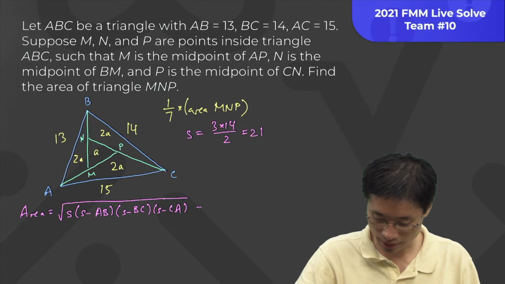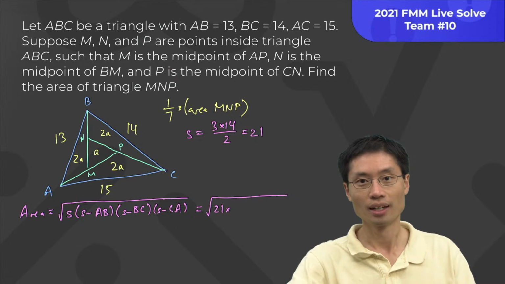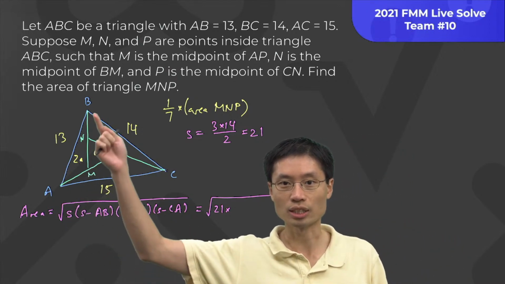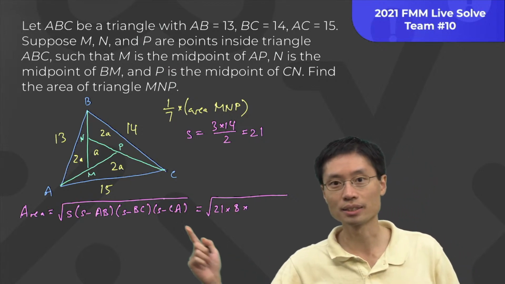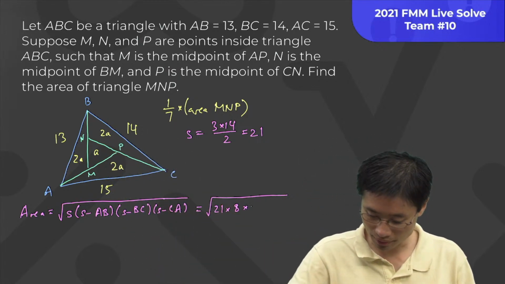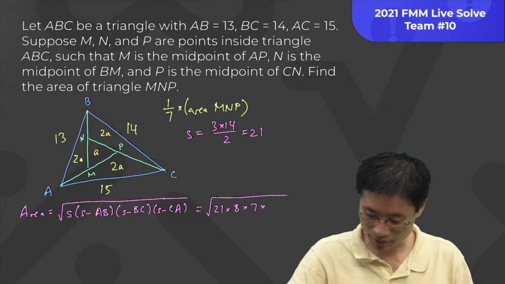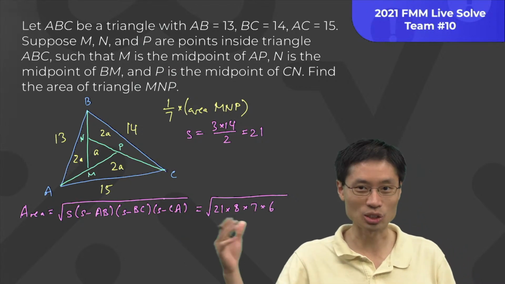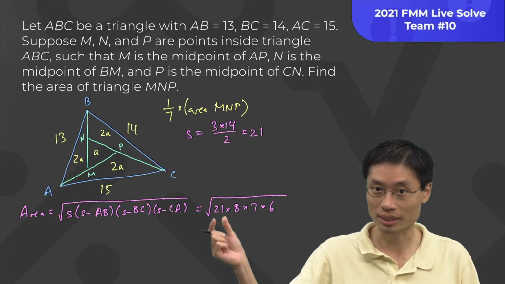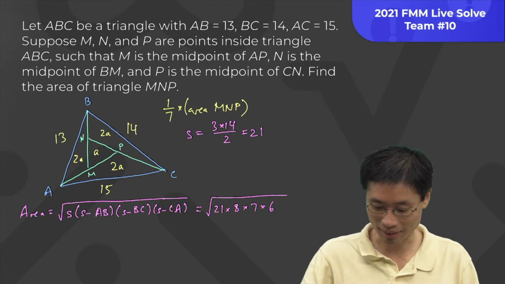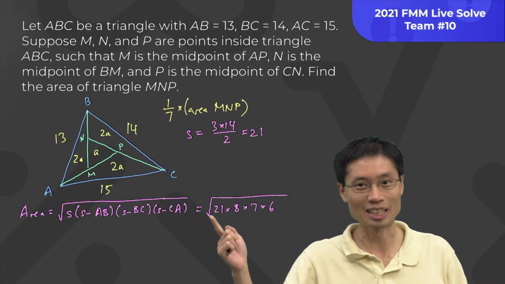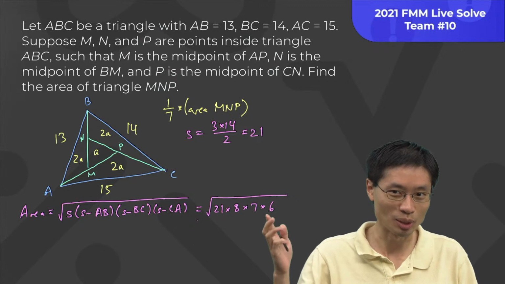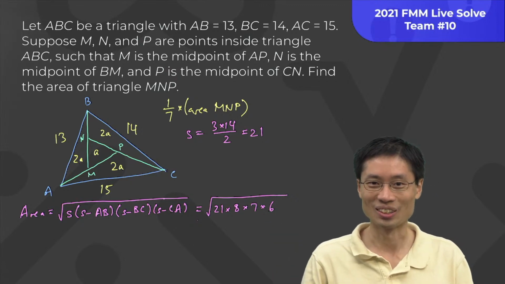So now I can continue this. This is the square root of 21 times, what's left? Minus AB. So that's 21 minus 13. That's 8. 21 minus BC. 21 minus 14 is 7. And then 21 minus 15 is 6. Okay, so let's just try to make this actually work. The 21 is 7 times 7. That's nice because I see a 7. No, it's not. 21 is 7 times 3, which is nice because I see a 7 and I also see a multiple of 3.